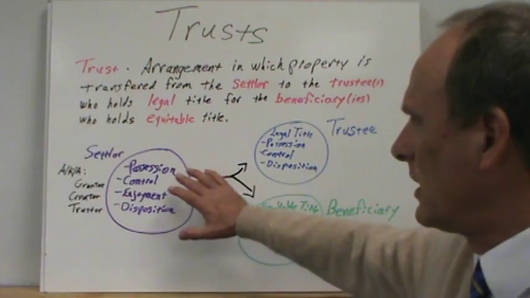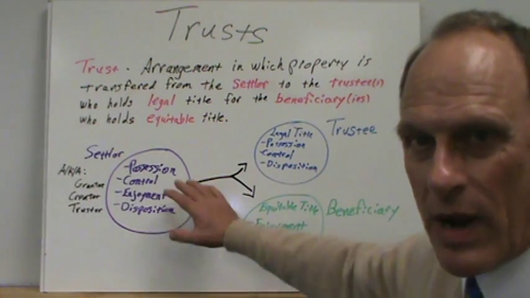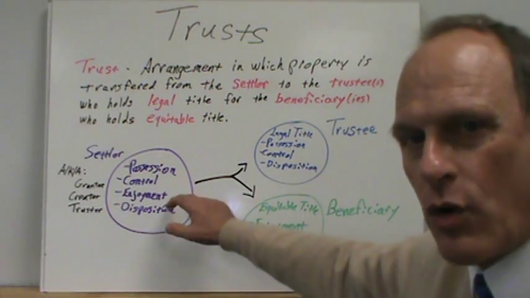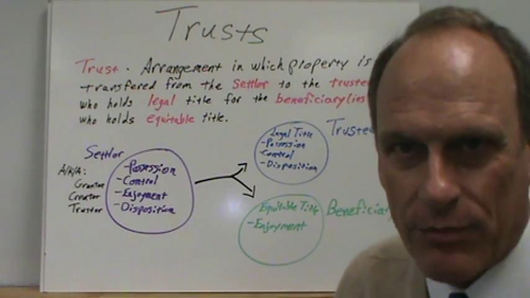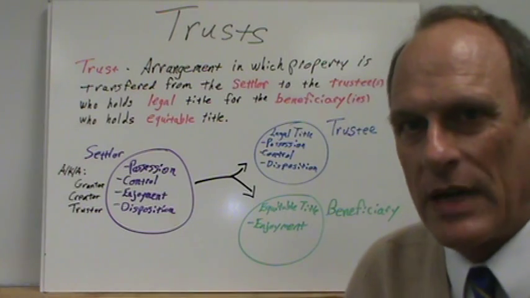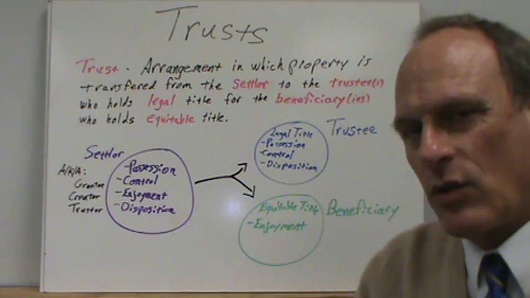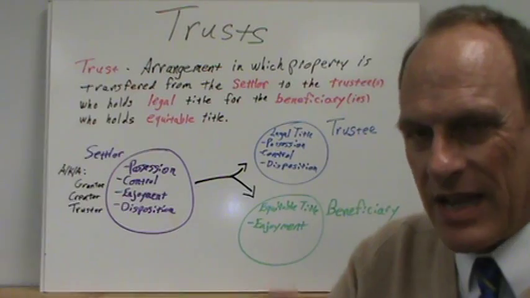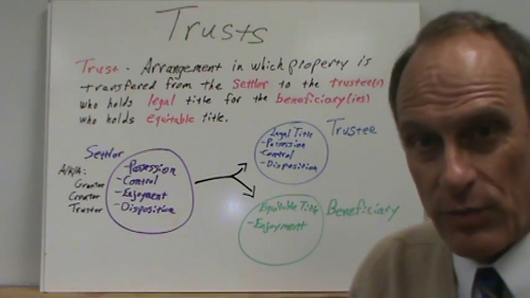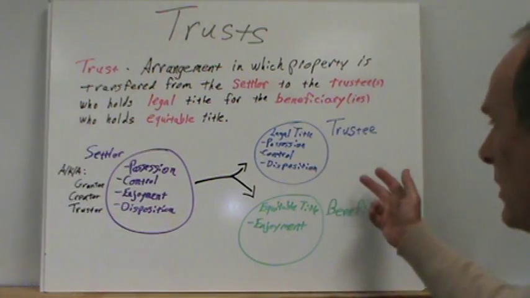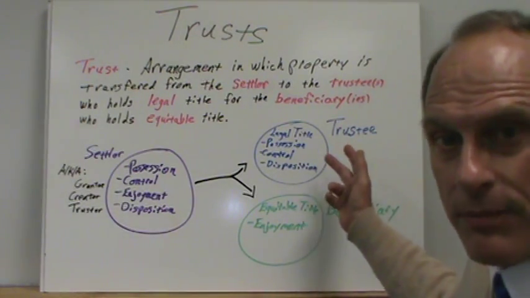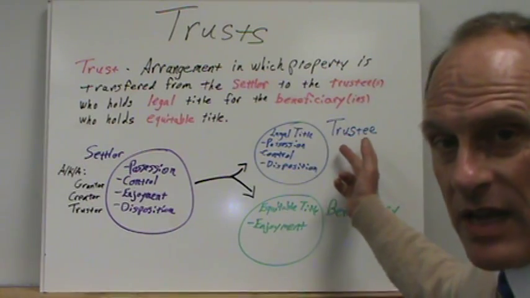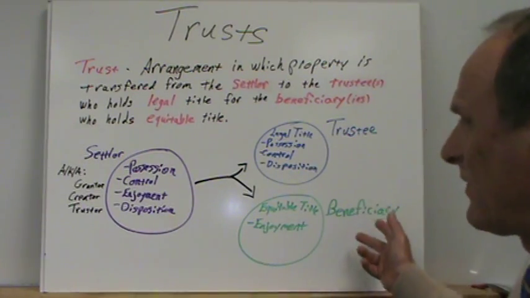The settlor, as the owner of property, has a right to possess that property and control that property and enjoy that property and even dispose of that property. But when the settlor creates a trust, the settlor is essentially breaking up or dividing that bundle of rights between a trustee who will have legal title of the property as trustee, and the beneficiaries who will have equitable title.